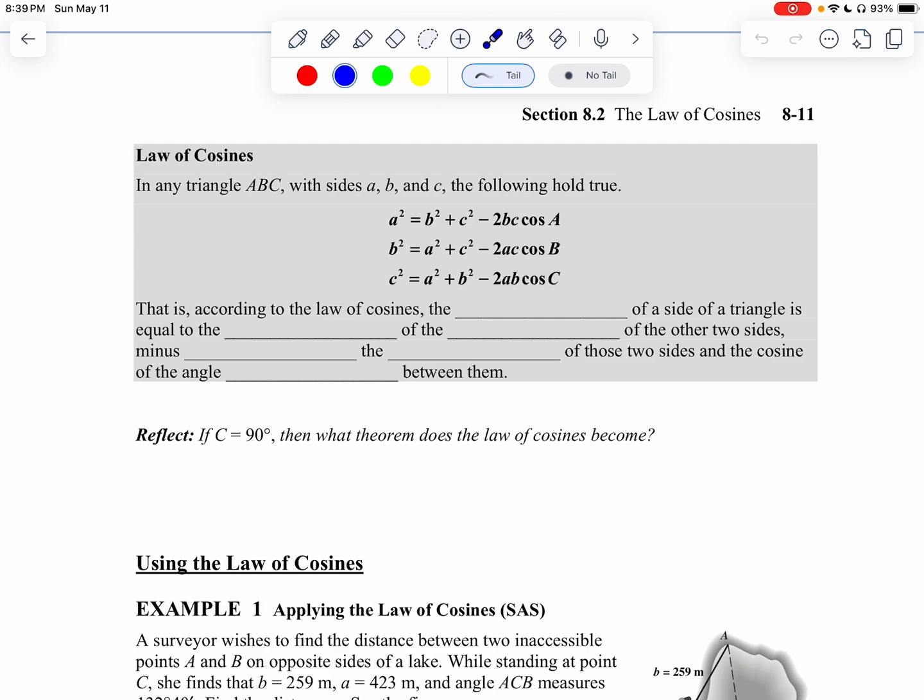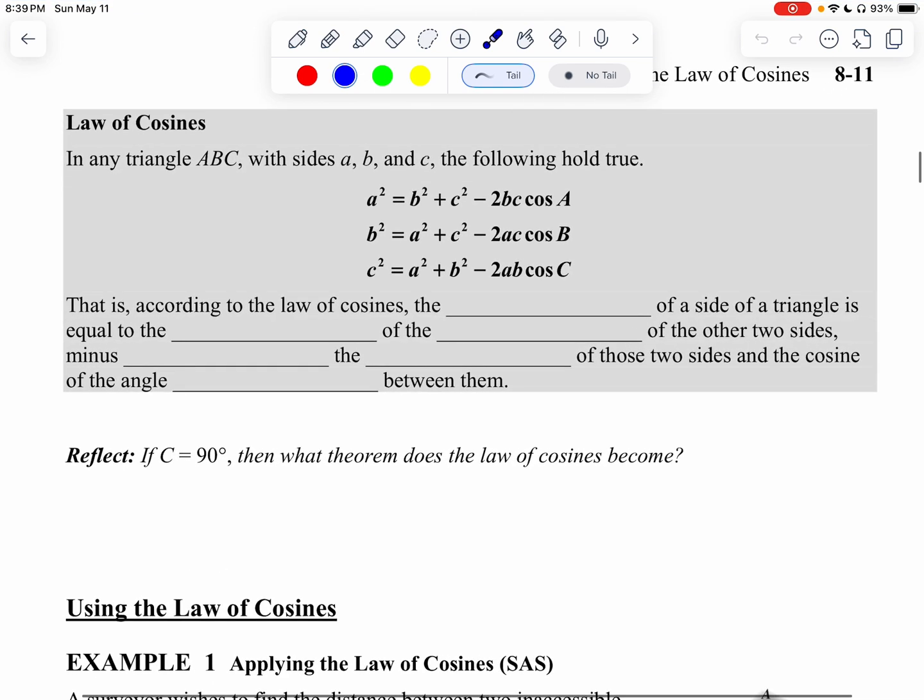So in any triangle ABC with sides a, b, and c labeled as normal, where angle A is directly across from side a, the law of cosines says that a squared equals b squared plus c squared, which looks pretty similar to the Pythagorean theorem, but when we add in this minus 2bc cosine of A, that allows us to use any triangle to find any side length if we know two sides and the angle across from the side that we're looking for. Okay, and you can rearrange and do any combination.